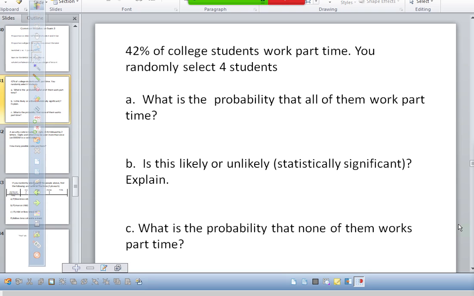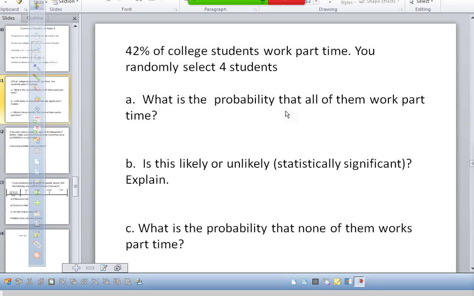Okay, so you might say, oh, binomial, and you're right. You totally could use binomial on this, absolutely, 100%. But this is even simpler than binomial. I mean, binomial will get you the right answer. It'll just be a little more work than this. Probably all of them work part-time.